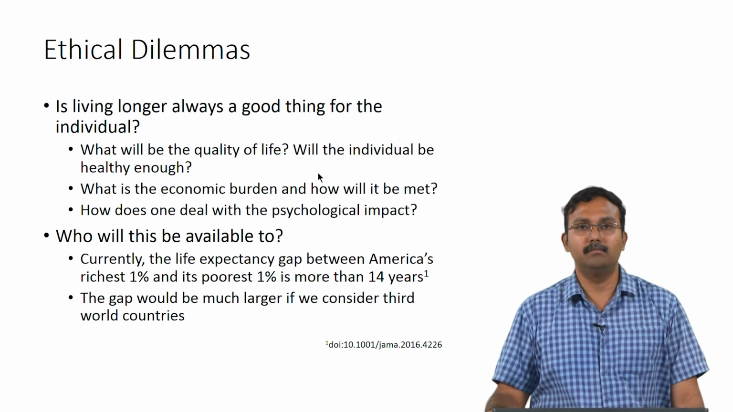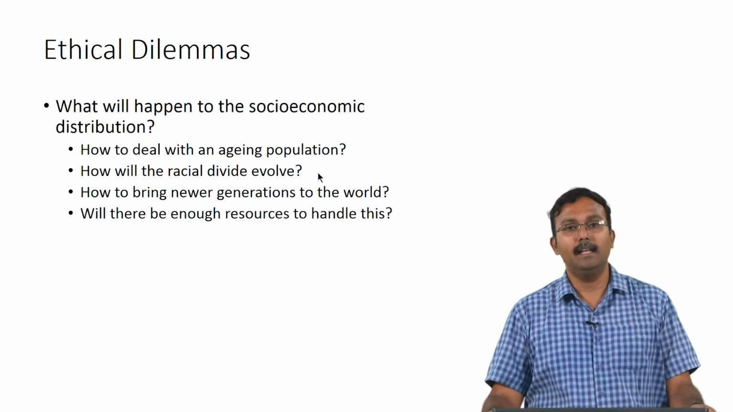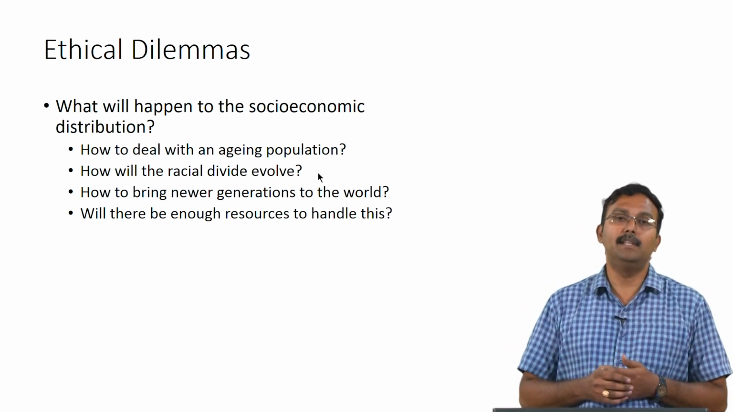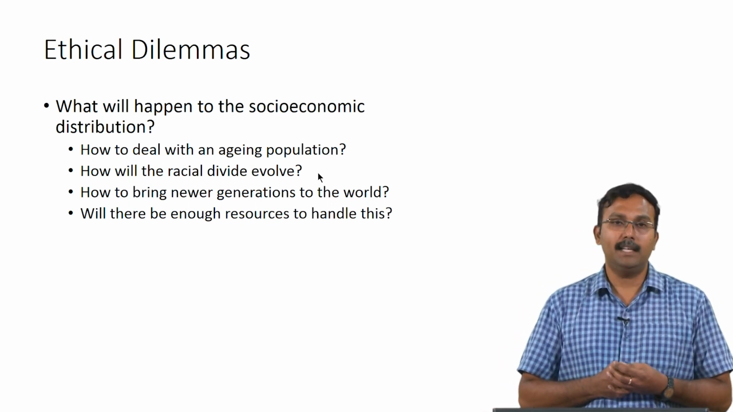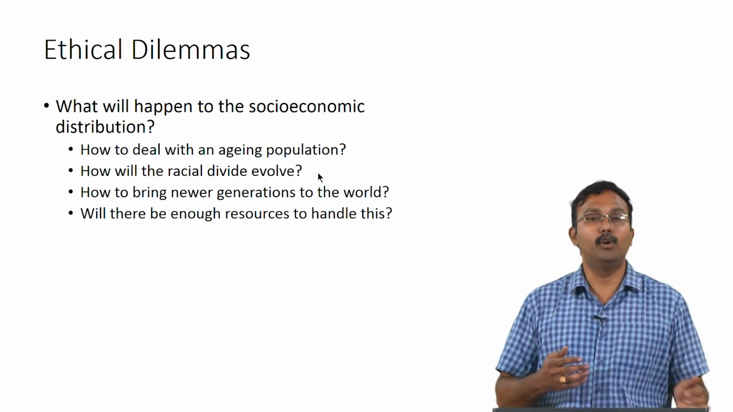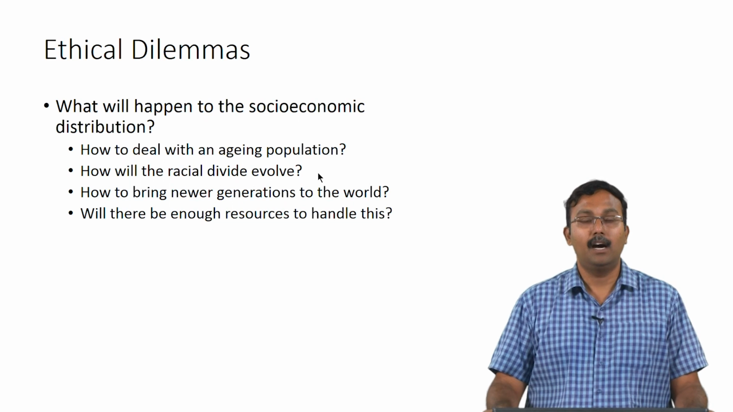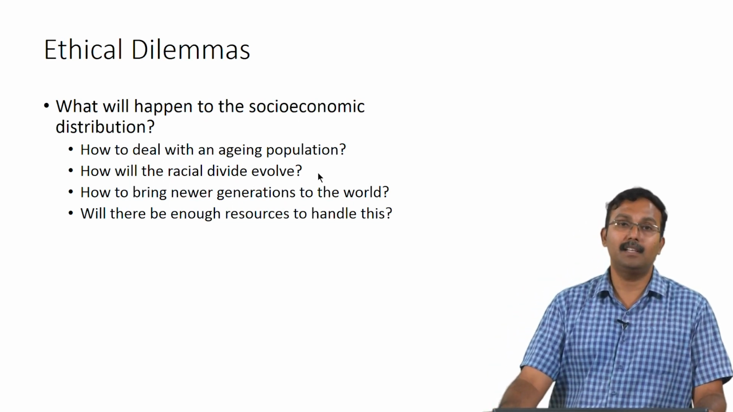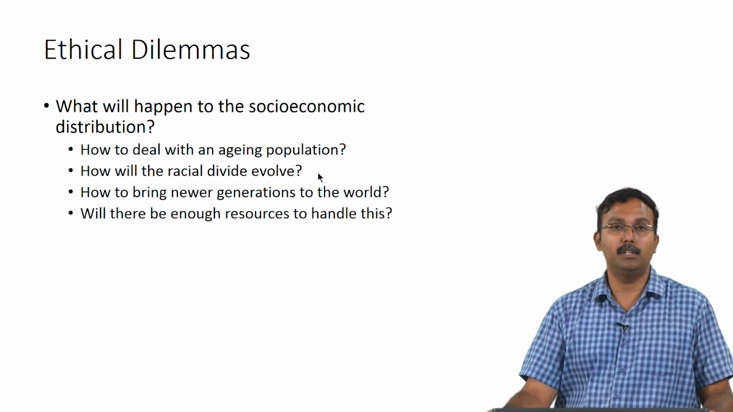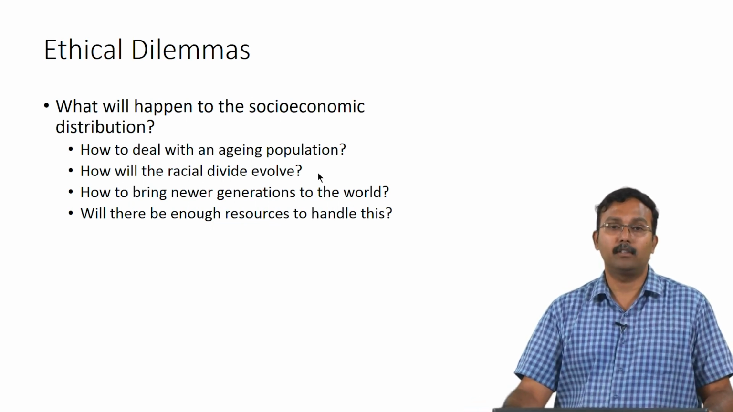How do we develop this? Then what happens to the socio-economic distribution? How do you deal with the aging population? As people live longer, the average population age is going to go much higher. How do you then deal with that? What are the ramifications of that? What are the medical expenses associated with that? What is going to be the societal impact of that?